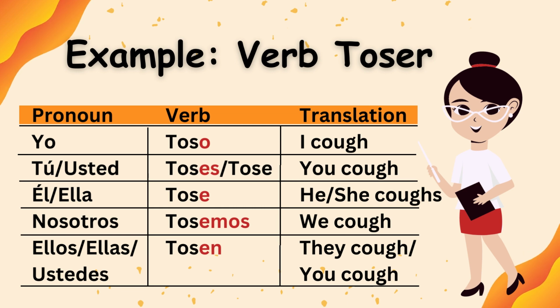Now, let's move on to the verbs that end in er. Yo toso. Tú toses. Usted tose. Él tose. Ella tose. Nosotros tosemos. Ellos tosen. Ellas tosen. Ustedes tosen.